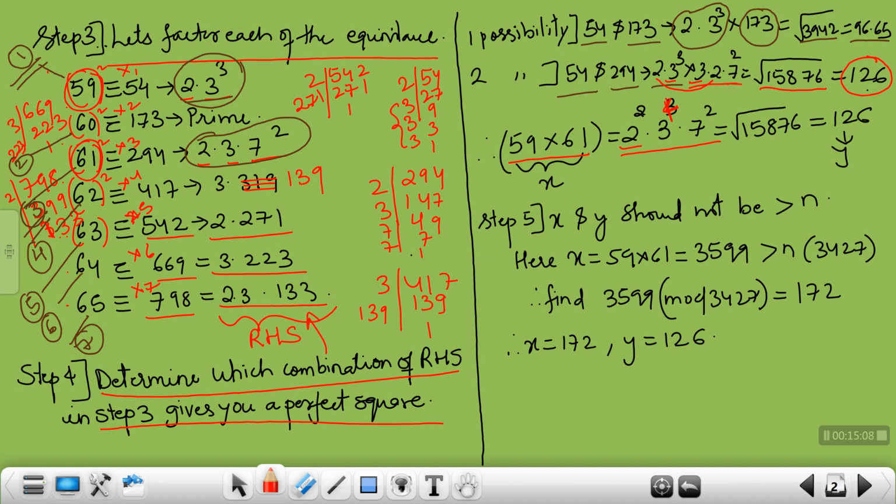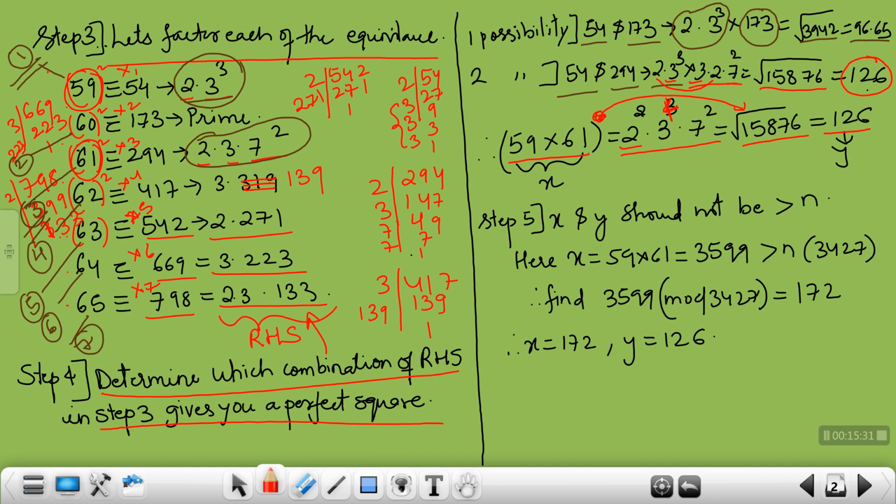So when I open this bracket and find the answer of 2 raised to 2 into 3 raised to 4 into 7 raised to 2, I am getting the answer as 15876. Now when I get the answer, usually on the left hand side it was a square, correct? So I have cancelled this square, and in the square root of this number, I am getting the answer as 126. From this we will find out two values, x and y.